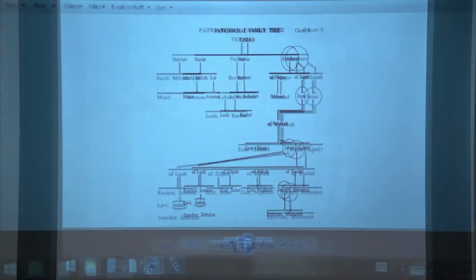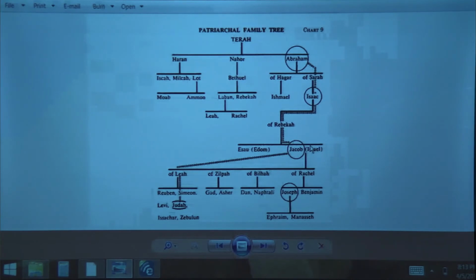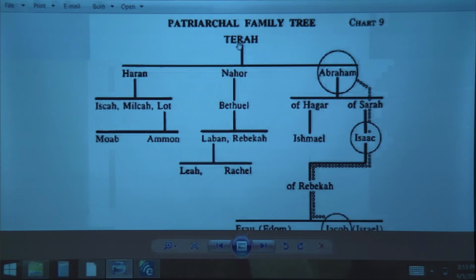In this chart here, this family tree, chart 9 on page 77 of your book. Here we see Terah. Remember from the timeline I gave you guys? We saw Terah being born. He had 3 sons, Haran, Nahor, and Abram. Abram's handmaid Hagar had Ishmael. His wife Sarah, remember it started as Sarai, and then it was changed to Sarah. She had the son Isaac.